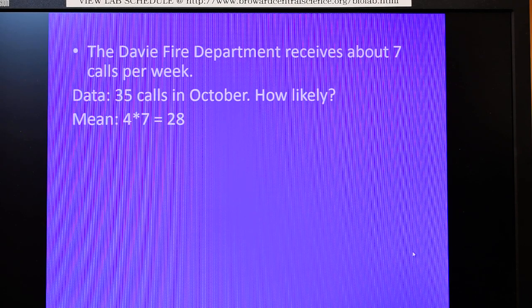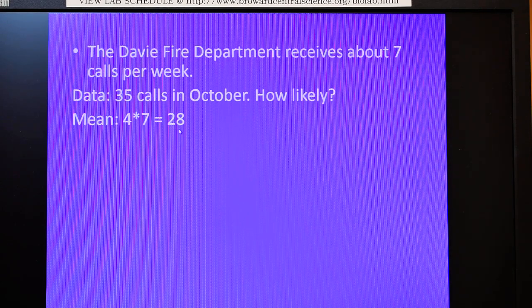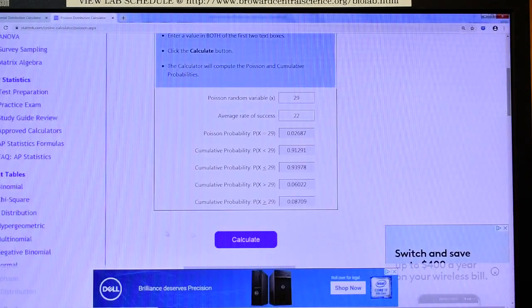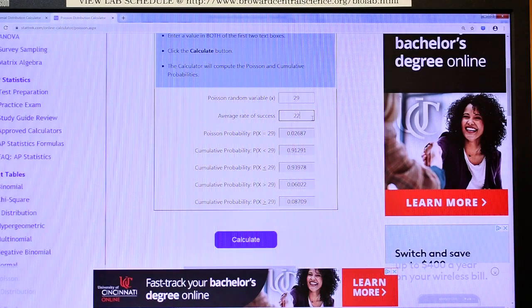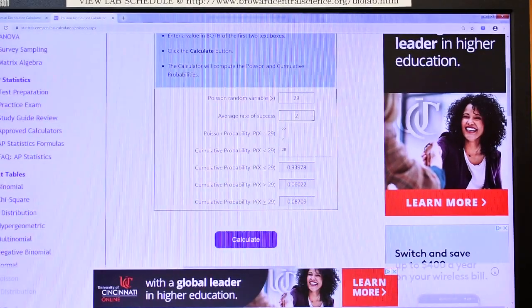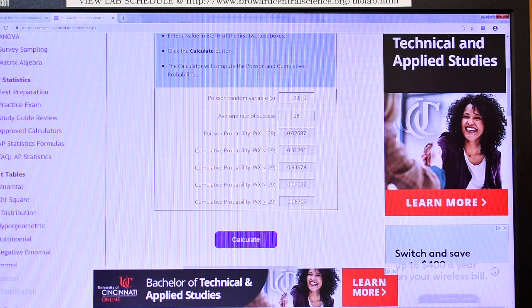First of all, we could figure out what the mean should be. If there's 7 per week, we're expecting 4 weeks in October, so we're expecting 28 per month. That's really what we need to know here. So how likely is 35 given we're expecting 28? Let's take a look at this for a minute. Here we have our average rate of success. Remember, we're expecting 28 per month, but we want to know how likely is 35.